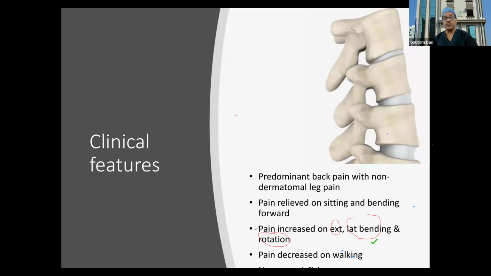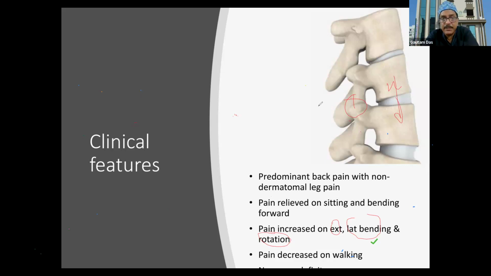And when you are sitting, what do you do? We bend forward. Bend forward means the load will be coming here, not here. So this will be unloaded. So pain will be relieved. That means sitting will be reducing the pain in the facet joint. Understand this. Sitting causes decrease of the facet joint pain. Extension, rotation, lateral bending increases the facet pain.